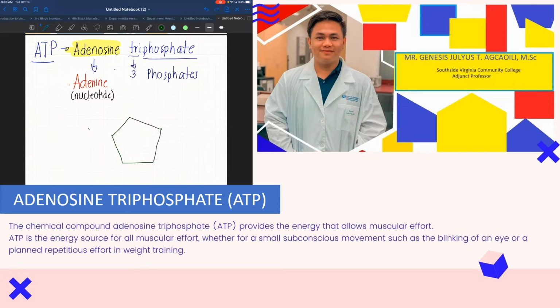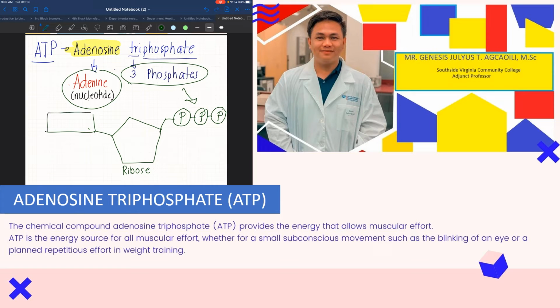Basically, you have there your ribose sugar. It is a sugar. Don't forget that. And then we have phosphate 1, phosphate 2, and phosphate number 3. As we said, we have three phosphates. And we should have here one adenine compound or molecule. So we have here adenine. So this whole thing here is called adenosine triphosphate, or that is your ATP molecule.